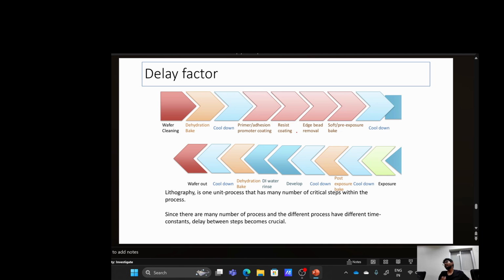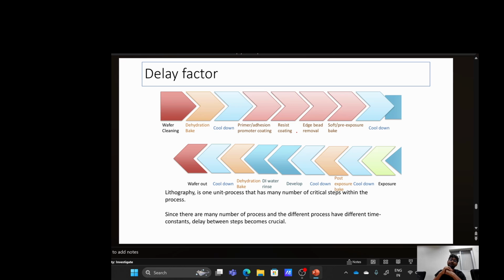Now the delay factor is the thing. Between two processes, how much you are delaying matters. If you delay in between the two processes, you may or may not get the final product perfectly. If at any point the resist is in contact with the outer environment for a longer time, that may hamper the lithography process.